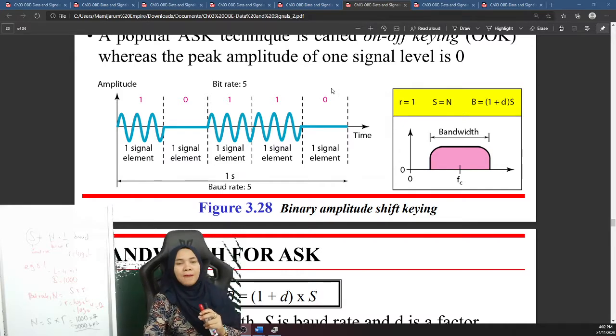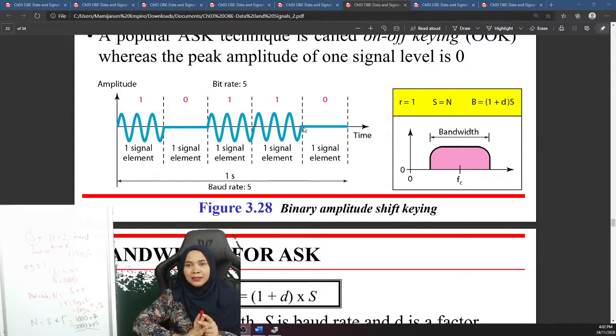Now let's look at the amplitude. There are 2 amplitude levels here. We decide either positive with some value, or 0. A 1 equals a sine wave with the amplitude value here, and a 0 equals 0. So a 1 has the amplitude value, and another 1 also has the amplitude value, while a 0 only has 0 value for the amplitude. This one is ASK.